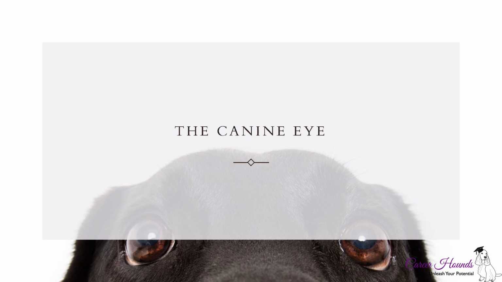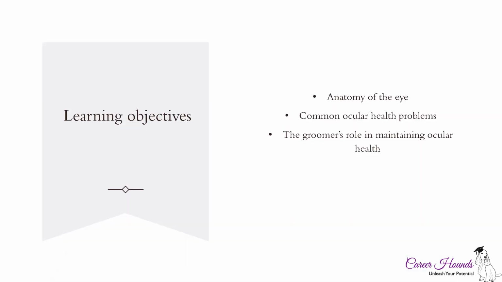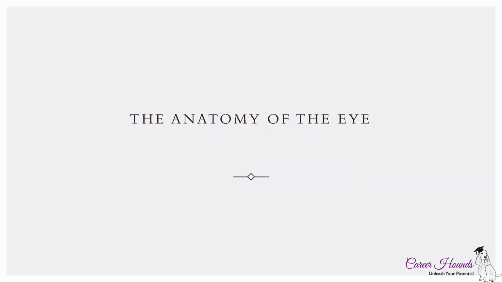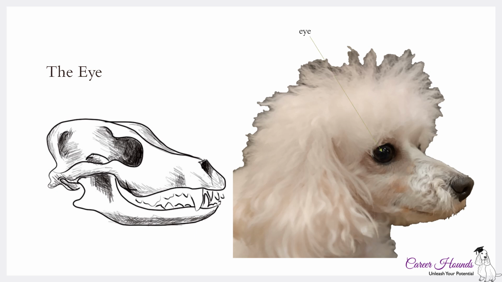The canine eye. In this lesson, we will look at the anatomy of the eye, common ocular health problems, and how the groomer can assist in maintaining ocular health in pets. The eye is a globe-shaped organ that provides the dog with sight, one of the 5 senses.